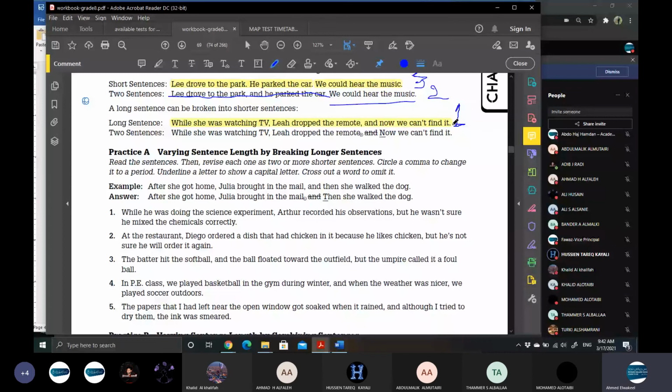We have four sentence types: simple, compound, complex, and compound complex. In order to change or to vary the sentence length, all we need to do is just remove the conjunction and change the comma into a period. And then I can split the sentence into two sentences.